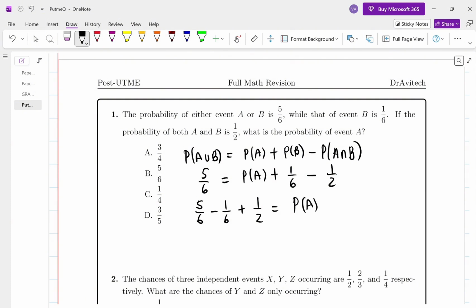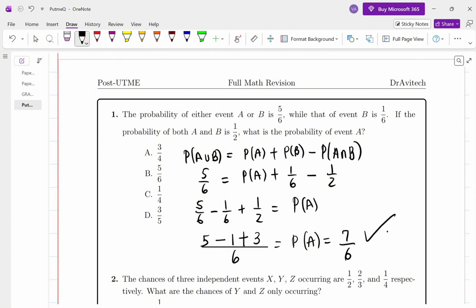Now I could take the LCM here. 6 divided by 6 is 1, and then times 5 is 5. 6 divided by 6 is 1, 1 times 1 is 1. And then plus 6 divided by 2, that's 3, times 1, it's 3, equal to the probability of A. So 5 minus 1 is 4, 4 plus 3 is 7. So this is 7/6. That's what the answer would be.